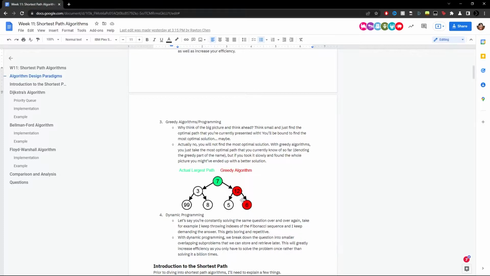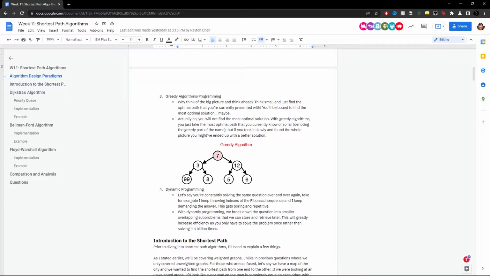So in this GIF here, it starts off at 7, and you have the path. It splits between 12 and 3. And the greedy algorithm will be like, okay, I want the biggest number. So you choose 12, and then in this case, it splits off to 5 and 6. Oh, I want the biggest number. Choose a 6. But for the actual largest path, you would have taken 3 and taken 99. All right, and that's the idea of greedy programming, if you're trying to be greedy with all the information you know of so far.